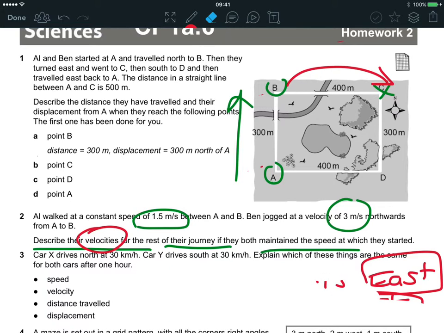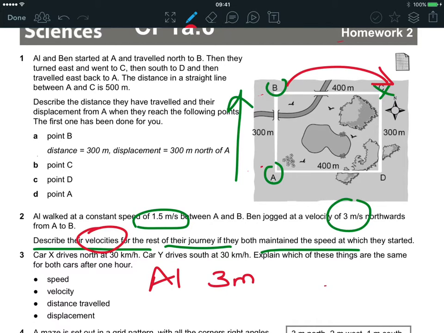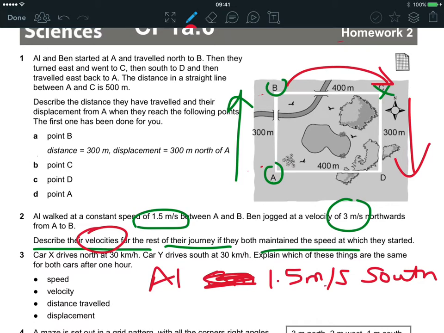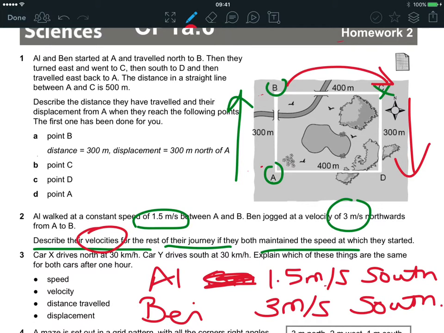Okay, and then the next one is C to D. So Al will be 1.5 metres per second, got them mixed up there. And this time he is going south. And then Ben will be 3 metres per second, also south.